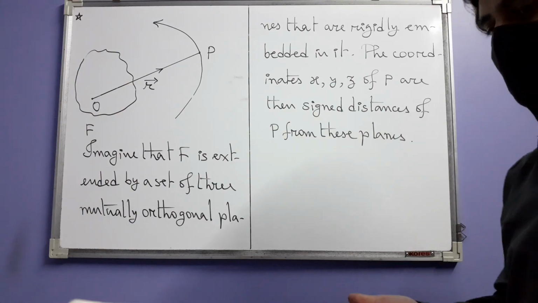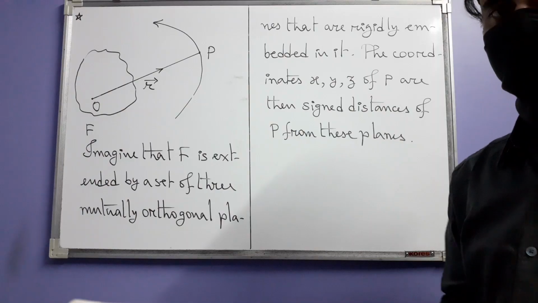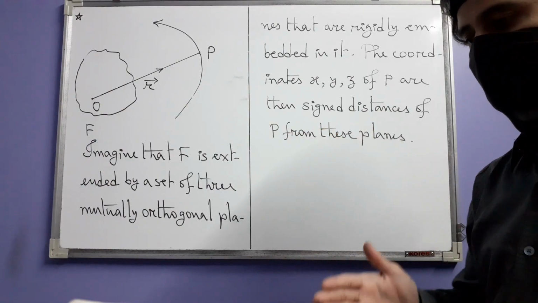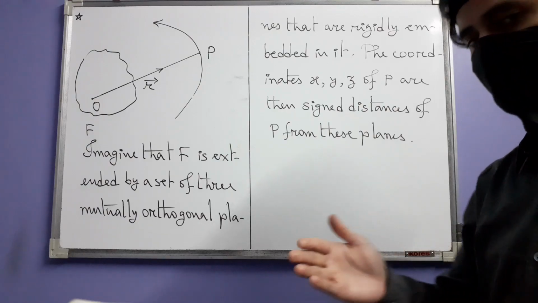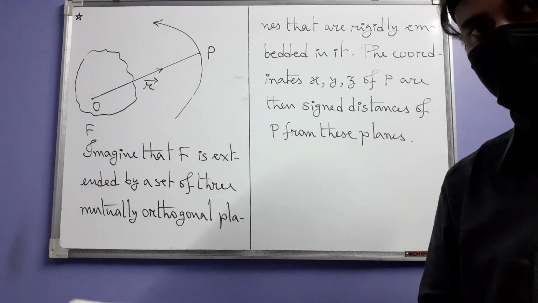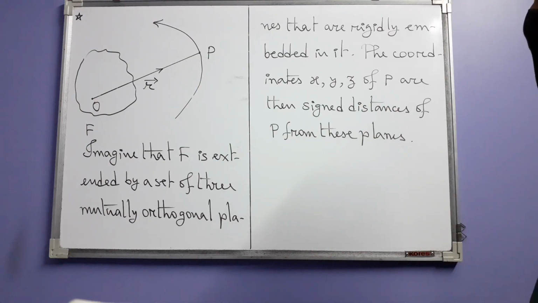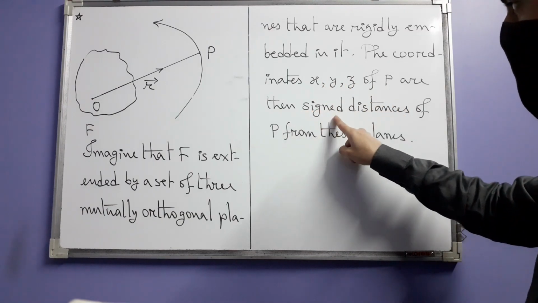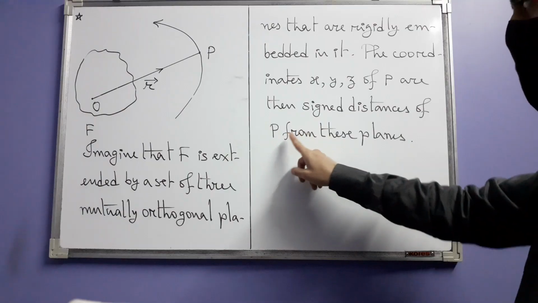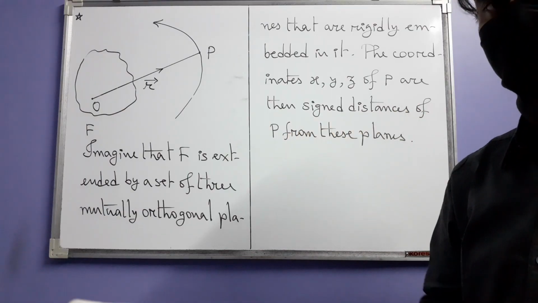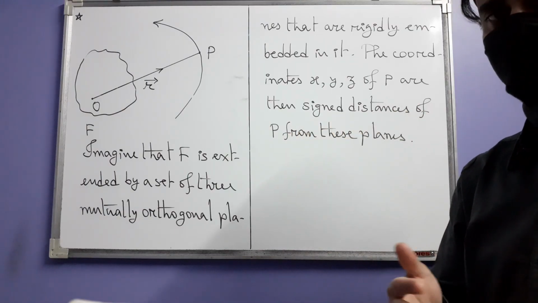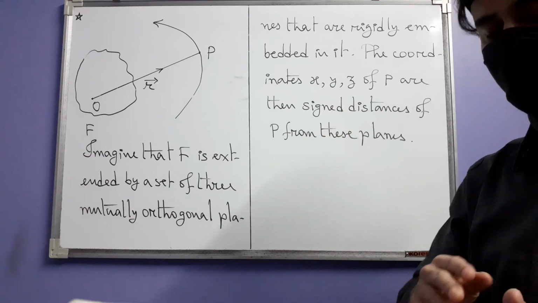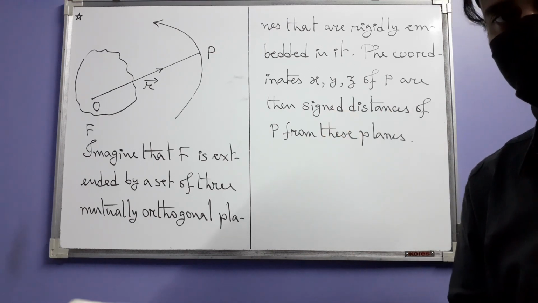Then you already know how to calculate the coordinates of P with respect to such a system, because the intersections of these planes are going to be your 3 axes, which are also mutually orthogonal. The coordinates x, y and z of P are then signed distances of P from these planes. Signed distances, because they can be negative, depending on where the point P is, in which octant it lies.